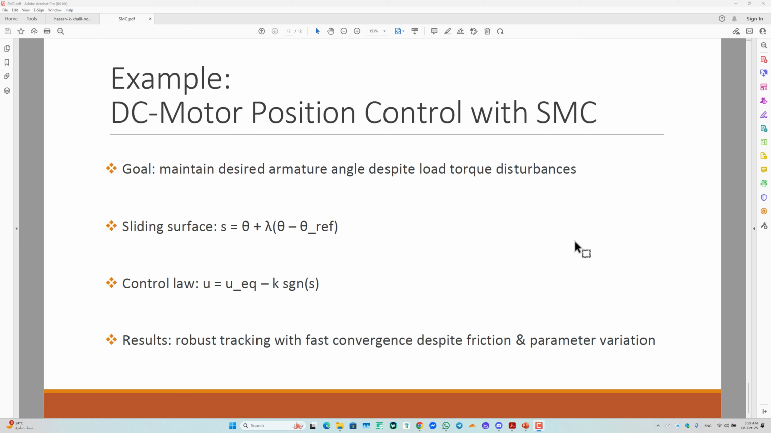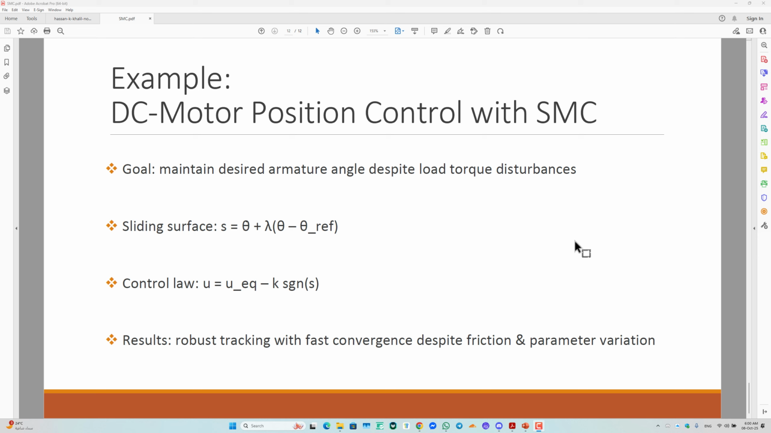Finally, let's see a practical application: DC motor position control. Suppose that we want the motor shaft to follow a desired reference angle despite load torque disturbances. We will define the sliding variable s equals theta dot, and sorry, the dot is not very clear in this slide, theta dot plus lambda times theta minus theta reference, where lambda tunes the speed of the error correction.